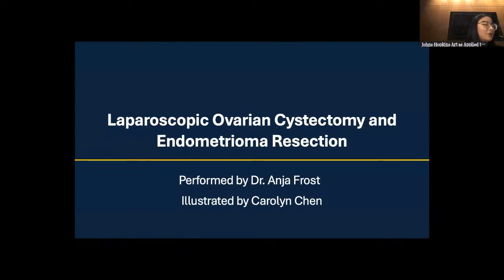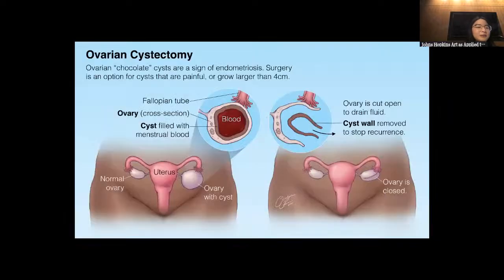The second procedure I'll be presenting today is a laparoscopic ovarian cystectomy and endometrioma resection performed by Dr. Anya Frost. Thank you, Dr. Frost, for your feedback throughout the process. This illustration was created as an overview of the procedure for a general audience. Ovarian cysts can occur as a complication of endometriosis and are filled with dark menstrual blood. They can be surgically removed by draining the cyst and removing the wall of the cyst to prevent recurrence. The ovary is then reconstructed.